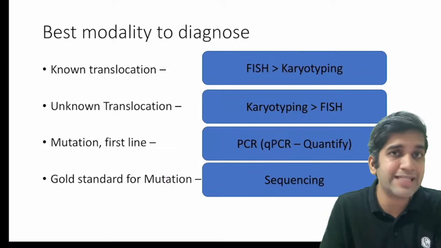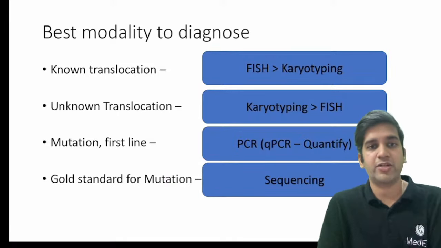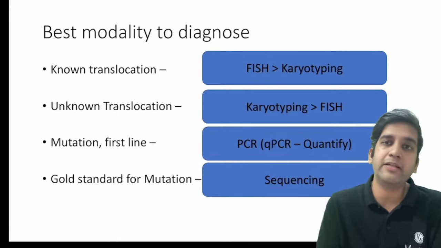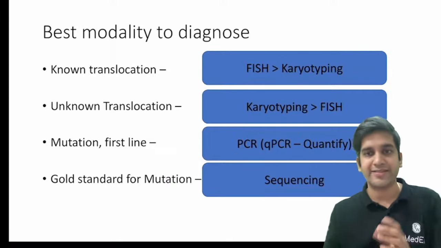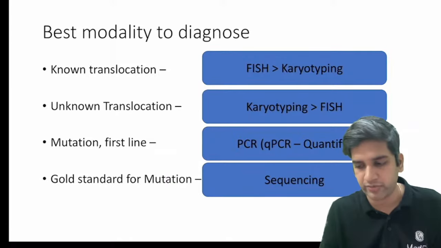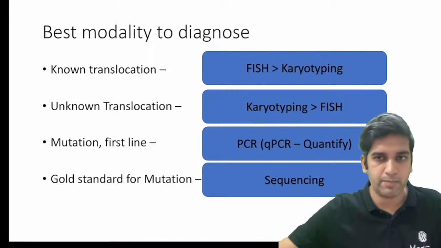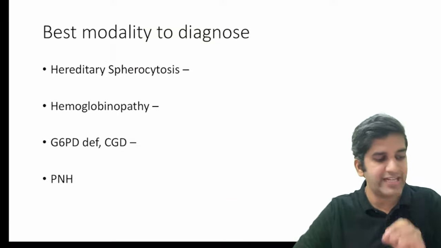CRISPR is a gene therapy. It will not detect point mutation. It will help in treatment of point mutations. Fine. Sanger sequencing or sequencing is good enough. Okay. Perfect. Now, hereditary spherocytosis.